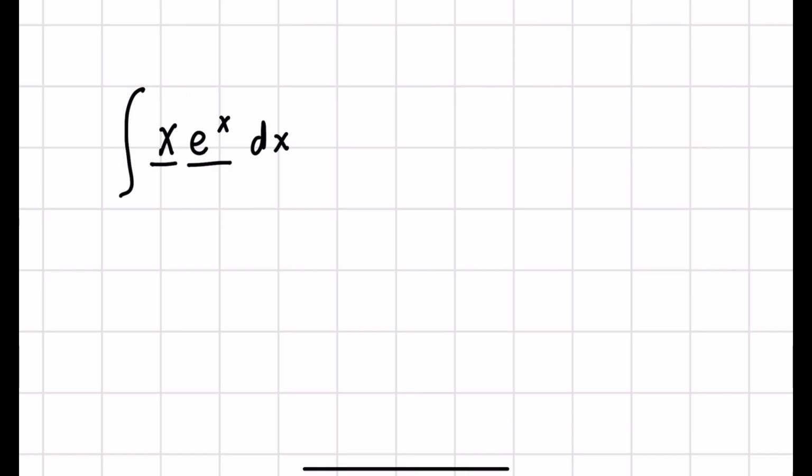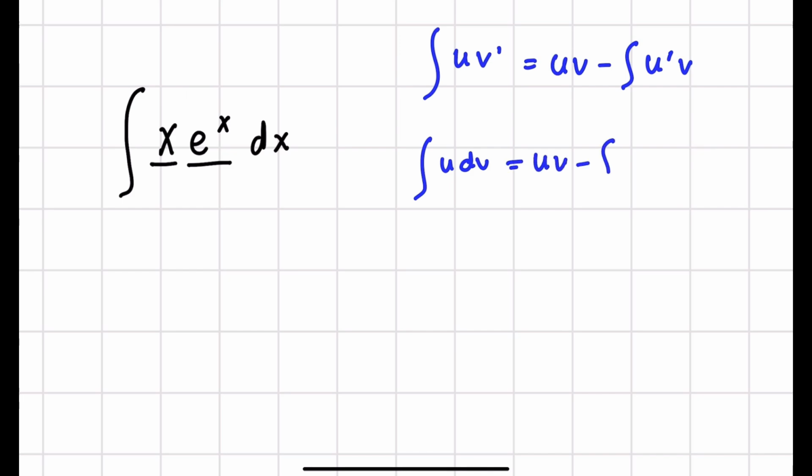So say you have the integral of a function with two parts. The two parts are u times v prime. This could actually be equal to u times v minus the integral of u prime times v. And this could also be denoted as the integral of u times dv, which is equal to u times v minus the integral of du times v. These two formulas mean the same thing, they are just denoted differently.